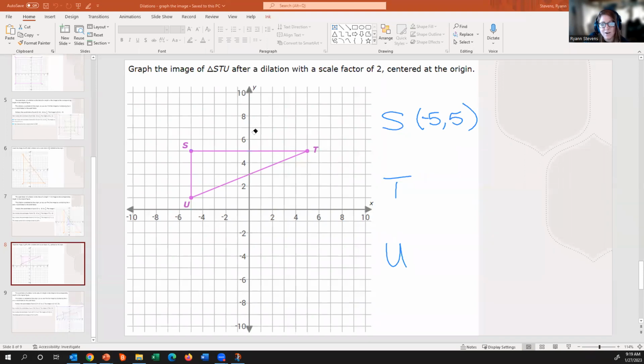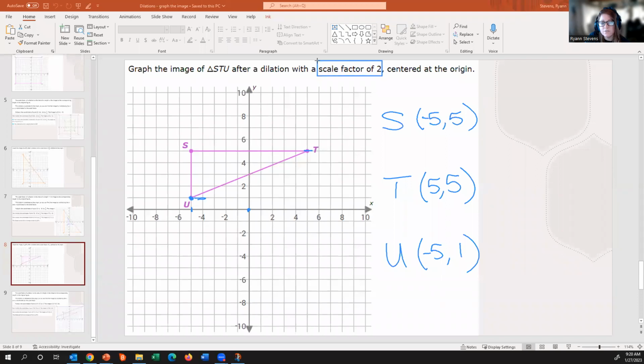And then T over here, we're going to start at the origin. We're going to go to the right to a +5 on the x-axis, and then we're going to go up to a +5 on the y-axis. And then U here, we'll start at the origin again, and we're going to go to a -5, and then we're going up to a +1.